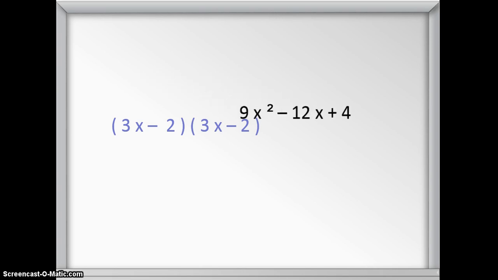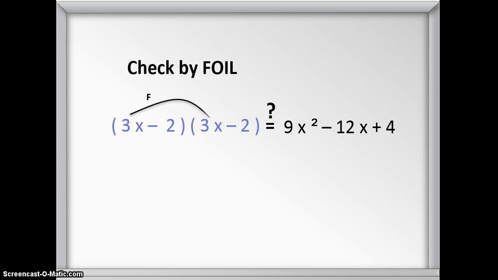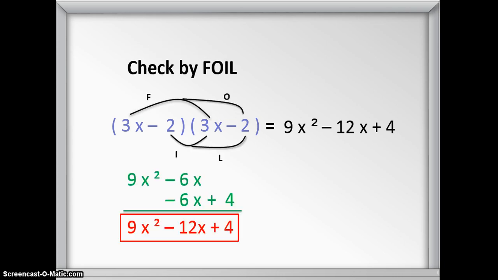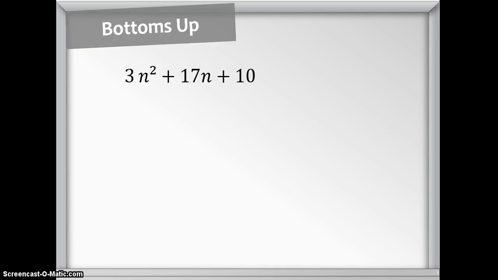So the way that you can do this is, now you can check it and say, okay, does 3x minus 2 equal this? And you check by FOIL. You do the first, outside, inside, and last terms, and it does work, so you know that you have done it correctly. Okay, let's do another one.